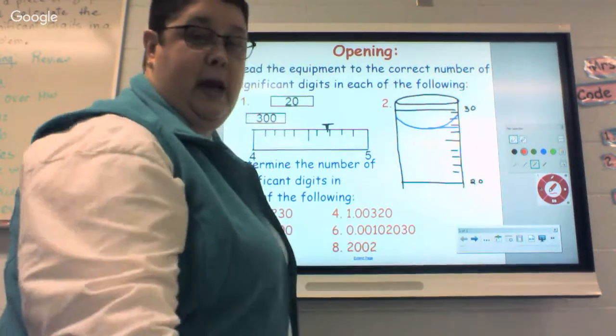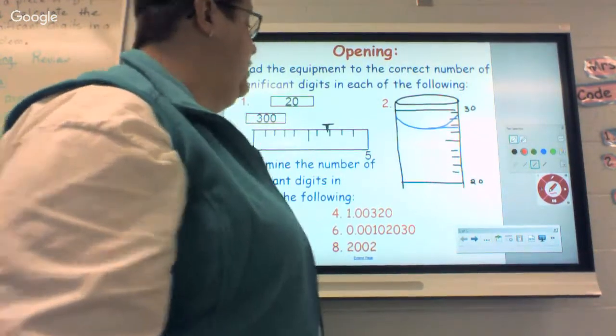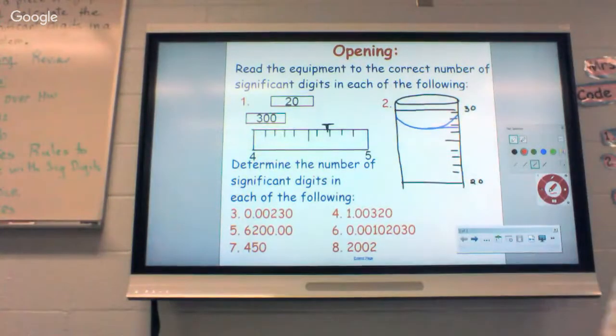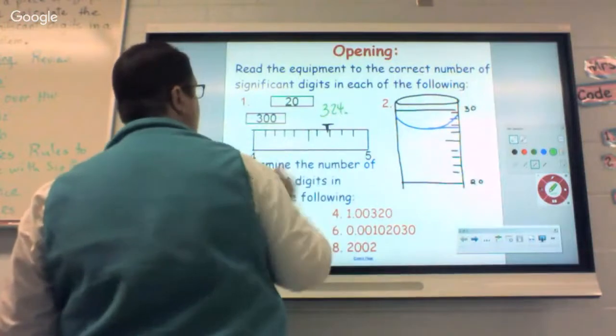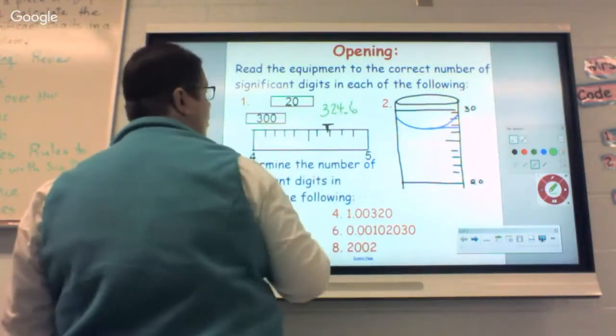All right, so if we look at the known digits, what did you come up with for the known? If this is your lab, this is your scale. What would you come up with? All right, 324 point. Those are your knowns.